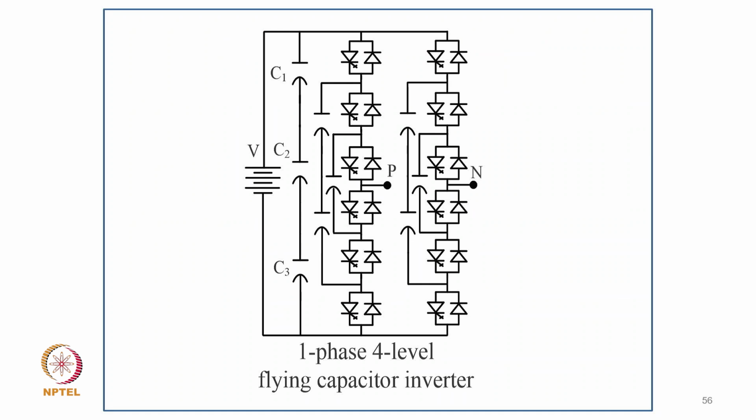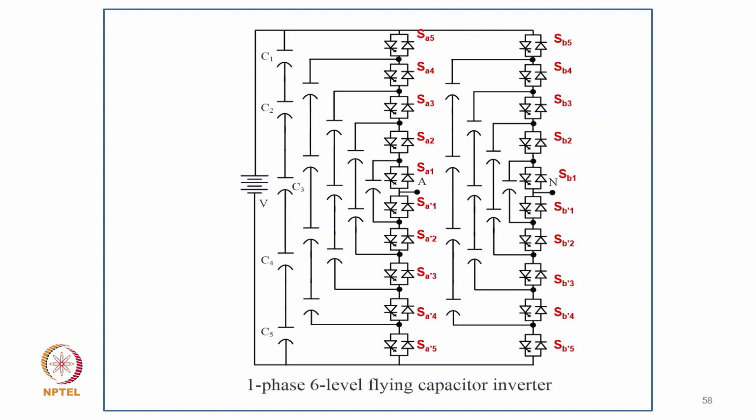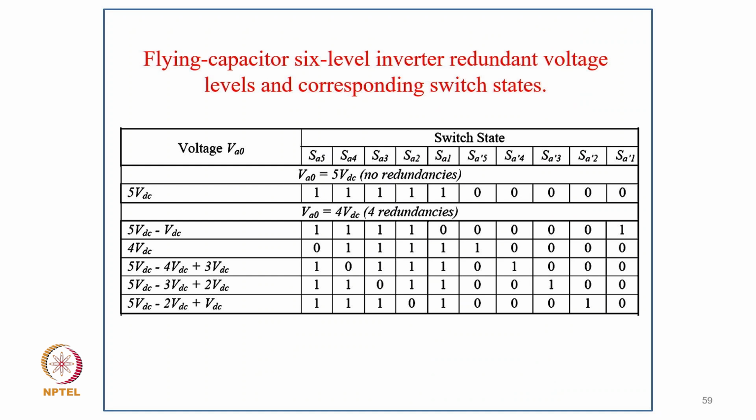So this is typically a single phase 4-level flying capacitor inverter, and this is a single phase 5-level flying capacitor inverter, and this is a single phase 6-level flying capacitor multi-level inverter. So you get this idea.